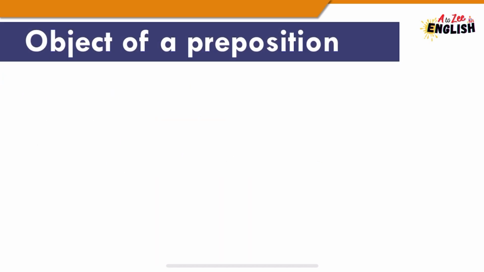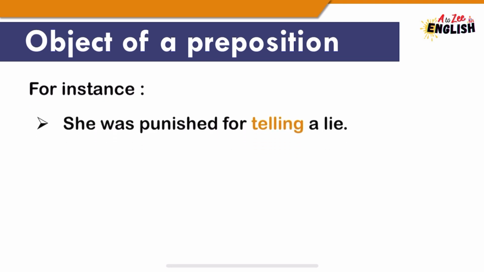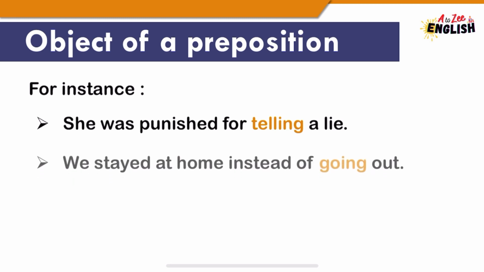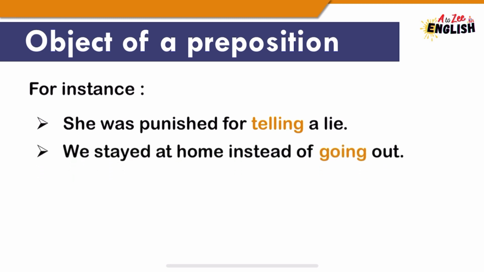Next, the usage of a gerund as an object of a preposition. For example, she was punished for telling a lie. For is the preposition and telling is the object of the preposition for. We stayed at home instead of going out. Here going is the object of the preposition of.